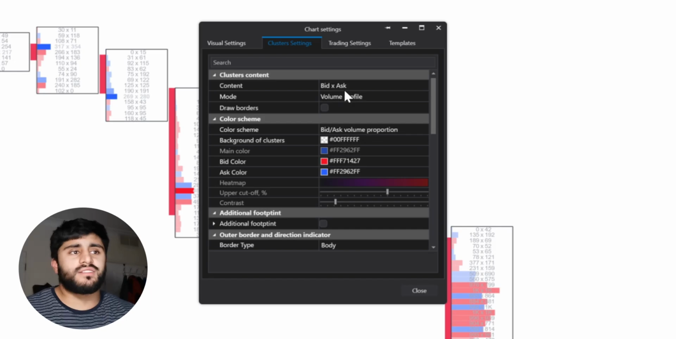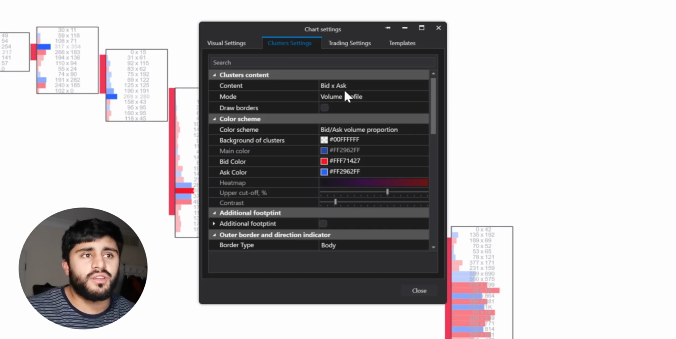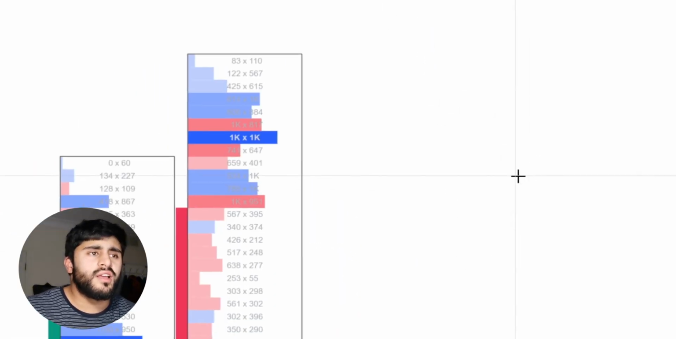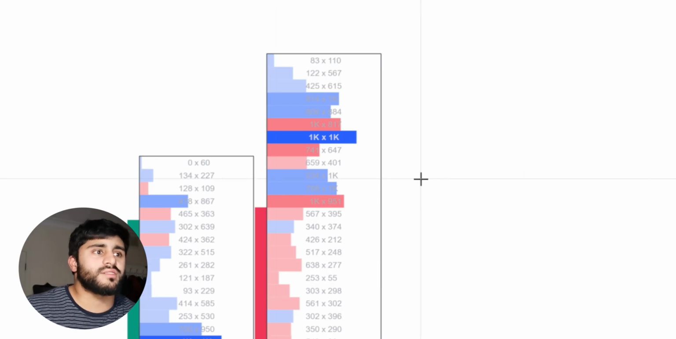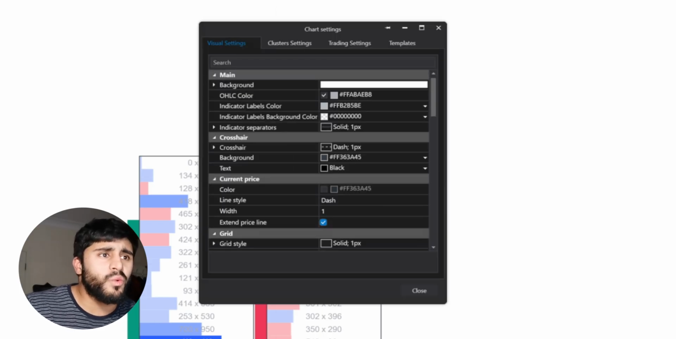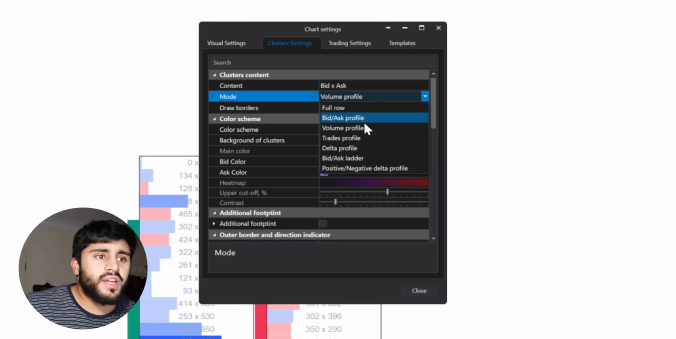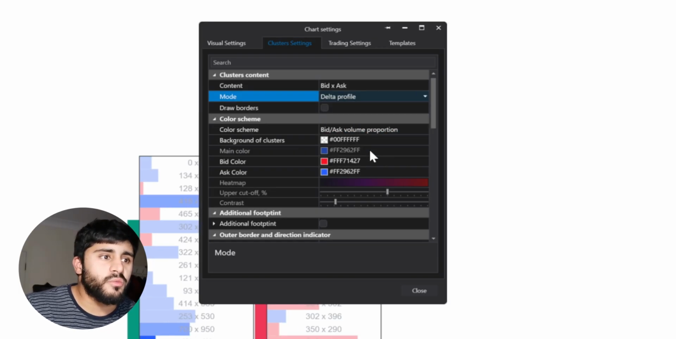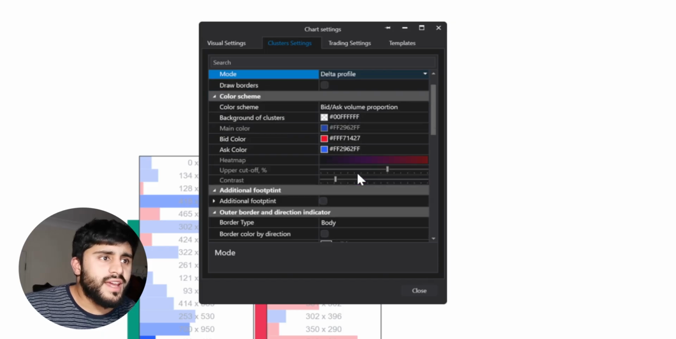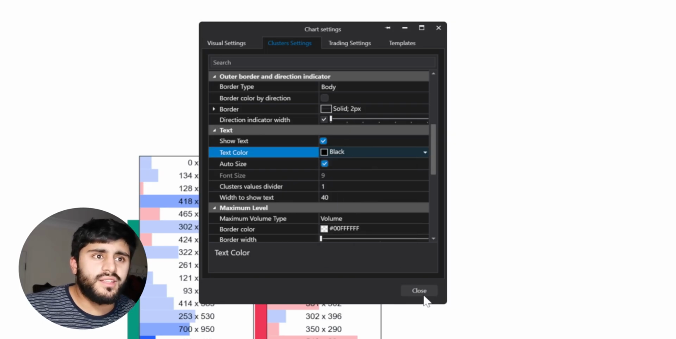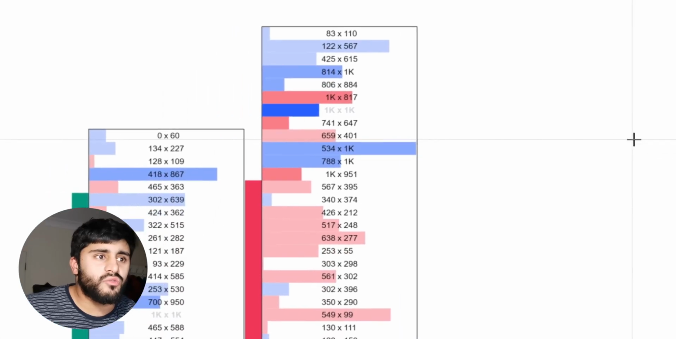So the bid and ask data you see, every number over here is a live transaction. We're really going to break this down and understand what this means. Again, let's go to our settings, to our cluster settings, and change this to Delta profile. I'm going to explain why we've changed to the Delta profile in just a moment. You can also change the text color, so let's change that to black so it's very clear what we're looking at. This is a red candle.